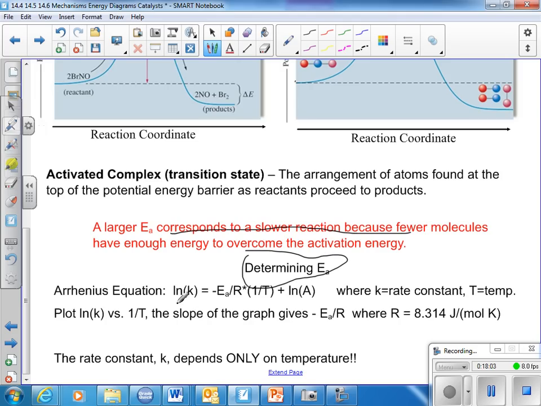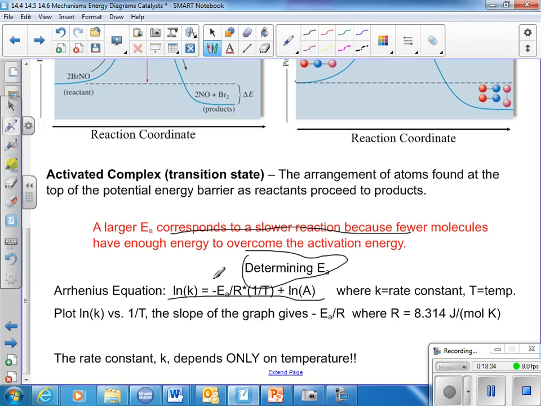Okay, last thing, how do we find activation energy? We have this equation right here. We're not going to do any problems with this. There's something called the Arrhenius equation. If we know the activation energy, we can find the rate constant for a reaction at any temperature. Well, we also have to know this thing called A, the Arrhenius constant. So this k is the rate constant, Ea is the activation energy, T is temperature, of course in Kelvin.